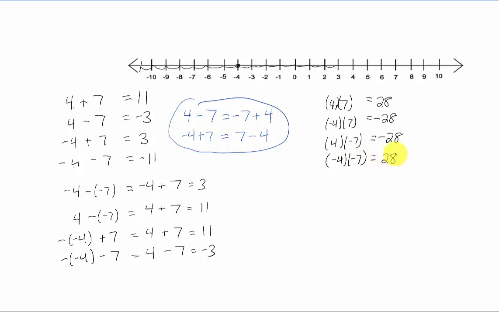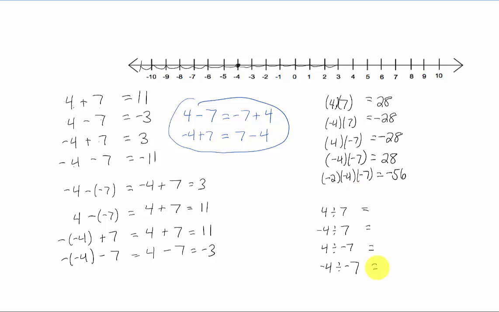Positive 28. So notice the pattern in multiplication. If you have one negative sign, the answer turns out to be negative. If you have two negative signs, the answer turns out to be positive. Now, if you had 3 negative signs, the pattern continues and you do end up with another negative number. That would be negative 56. If you had 4 negative numbers multiplied by each other, that would make a positive. And that pattern continues.